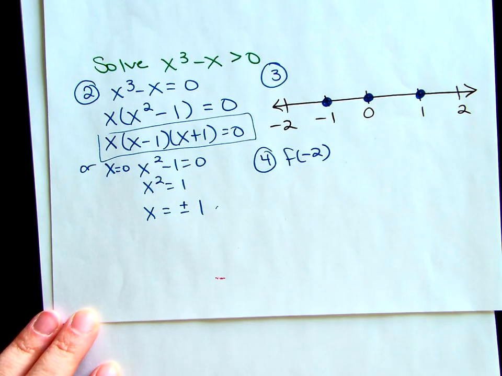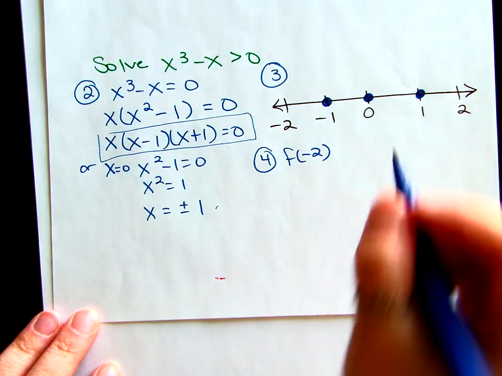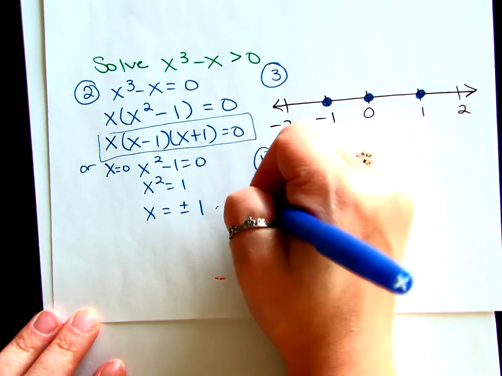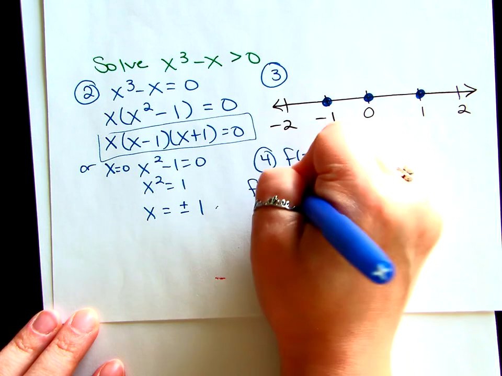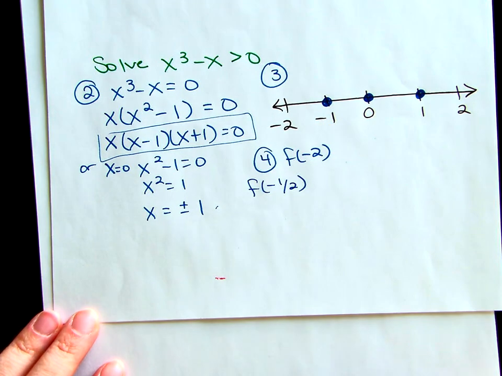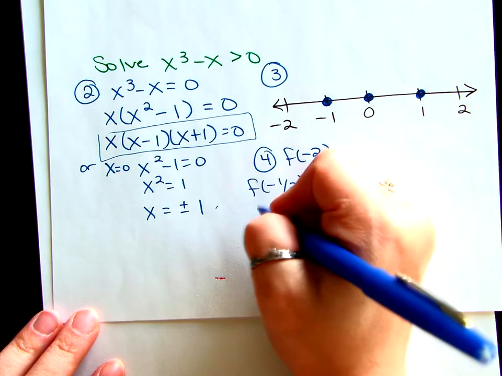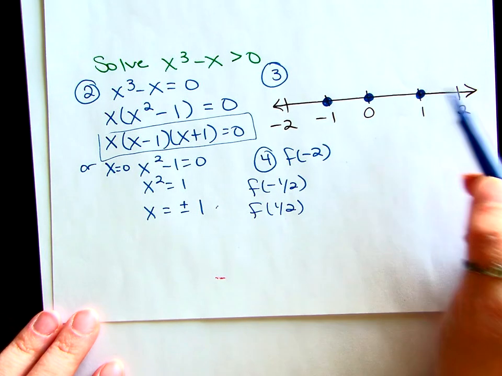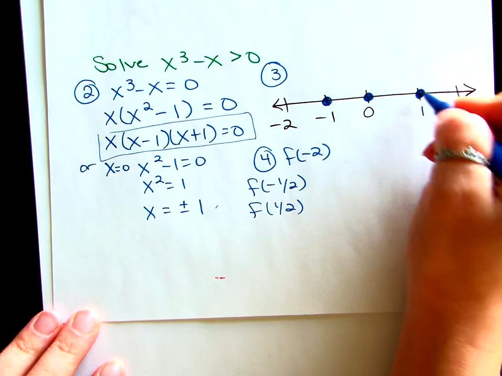And we're going to compute that. I have to pick a point between negative 1 and 0. I picked negative 1/2. Same thing for 0 to 1. I picked positive 1/2. And then 1 to infinity, I just picked 2.